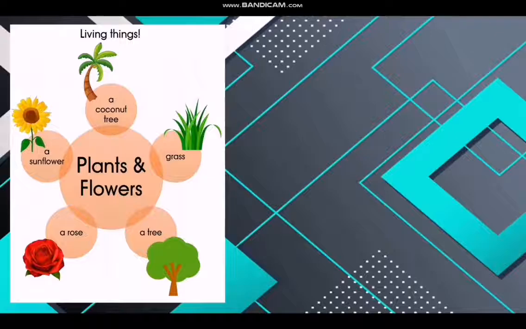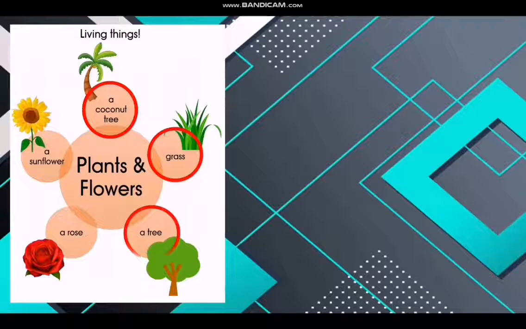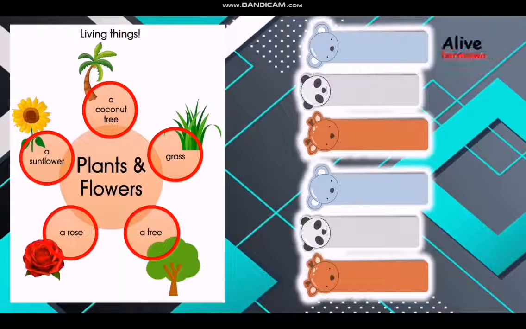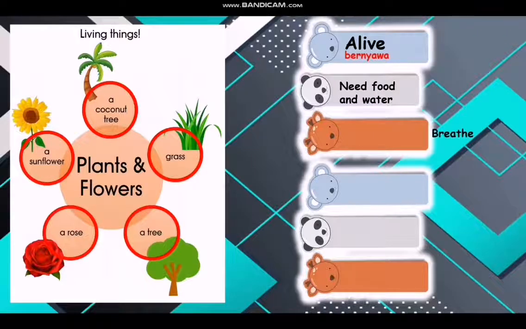The next one is plants and flowers. For example, a coconut tree, a grass, a tree, a rose, and a sunflower. As you can see, they are alive. They need food and water. They breathe. They grow. They reproduce, and they move.